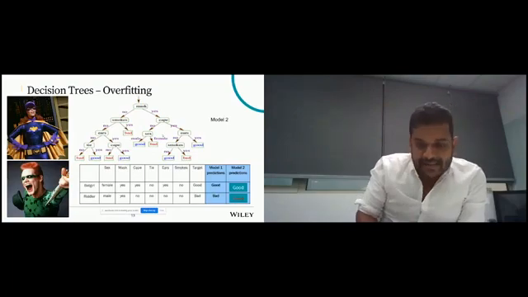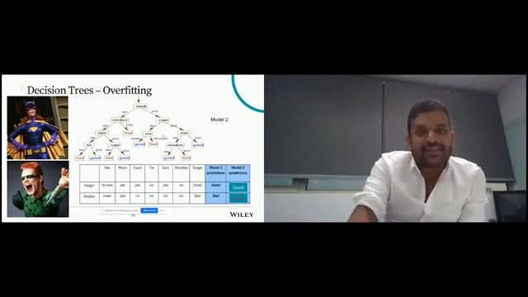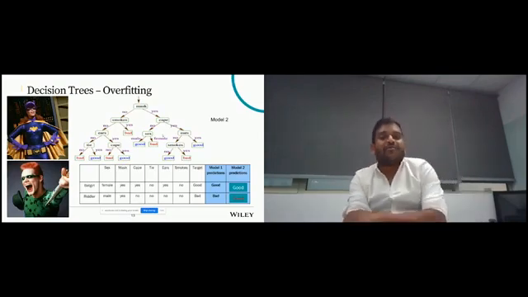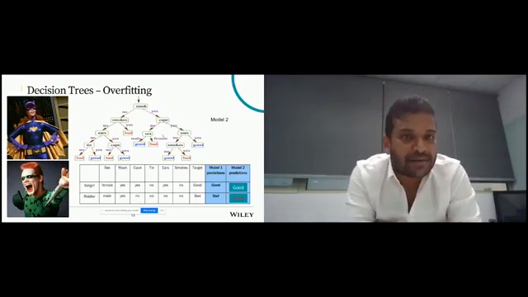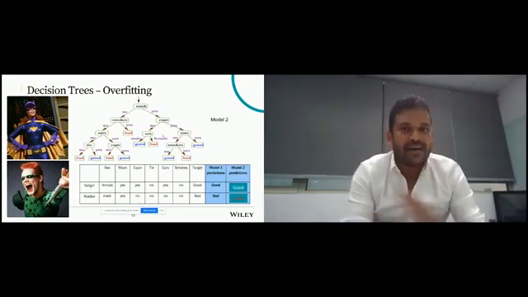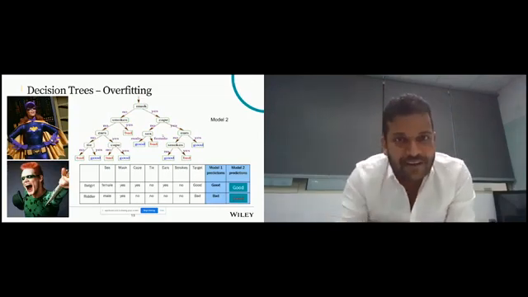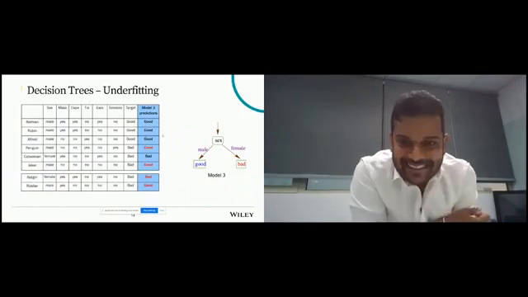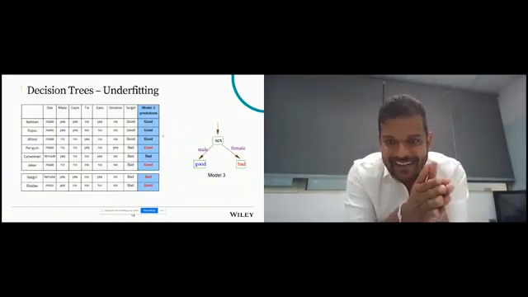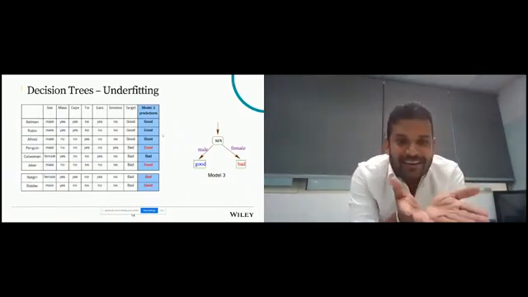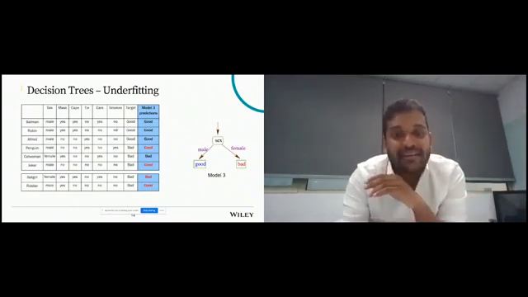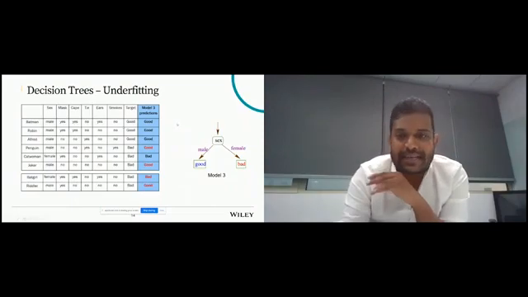Overfitting is when a decision tree works well with training data, but not so well with test data. So that's a problem that decision trees have. On the other hand, we have something called underfitting. Underfitting is when the decision tree is very general, where it doesn't work with the test data, and it doesn't even work well with the training data.